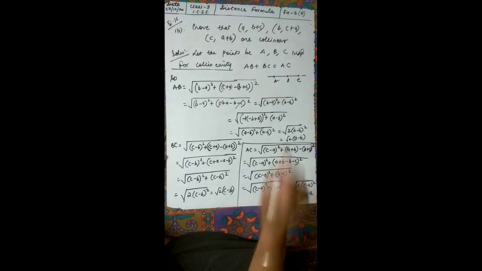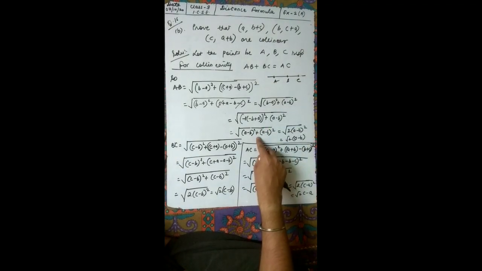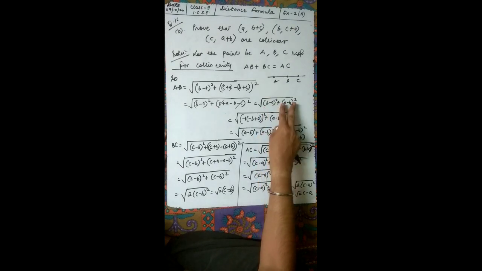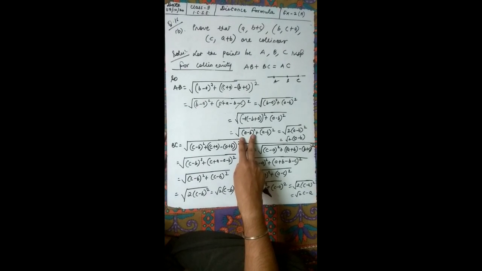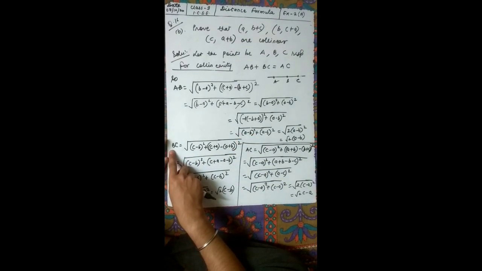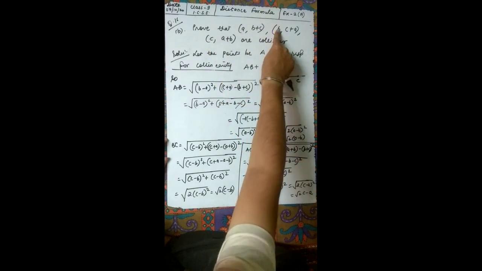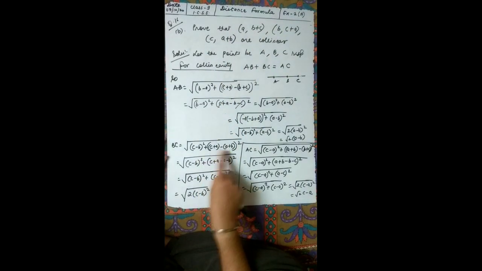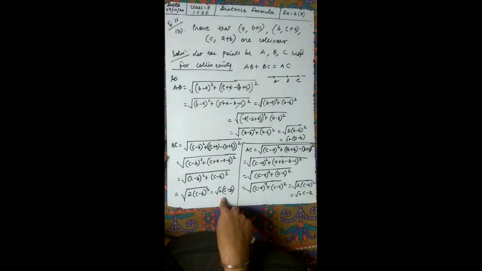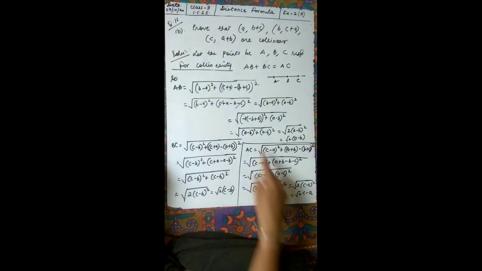From here you understand one thing: b minus a the whole square or a minus b the whole square, they both are the same. So in place of b minus a, we can write a minus b. Here also BC, this is B and this is C. So B, x2 minus x1 the whole square, y2 minus y1 the whole square. I did the same and I got this thing. And AC, I got this thing. So try to understand, now we got AB, BC and AC.